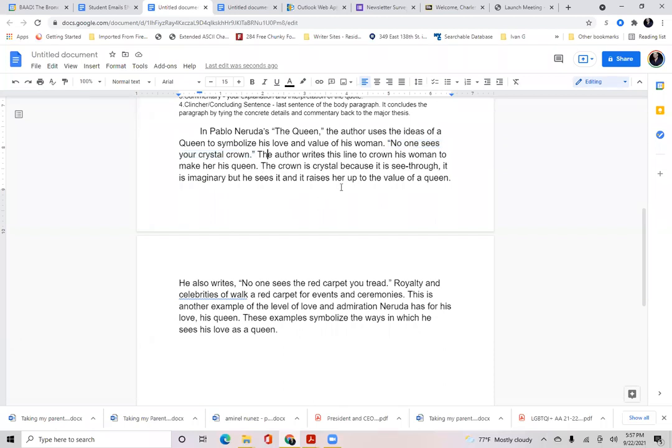The crown is crystal, but it is see-through. It is imaginary, but he sees it, and it raises her up to the value of a queen. He also writes, "No one sees the red carpet you tread." Royalty and celebrities walk a red carpet for events and ceremonies. This is another example of the level of love and admiration Neruda has for his love, his queen. Then his concluding sentence: these examples symbolize the ways in which he sees his love as a queen.